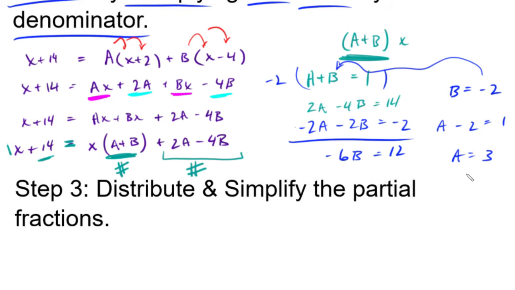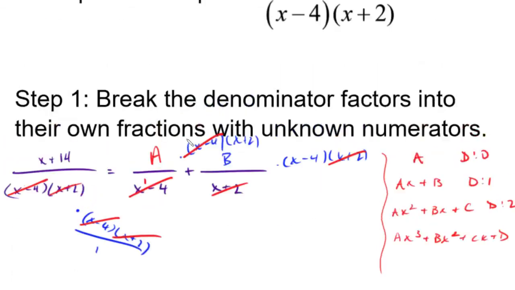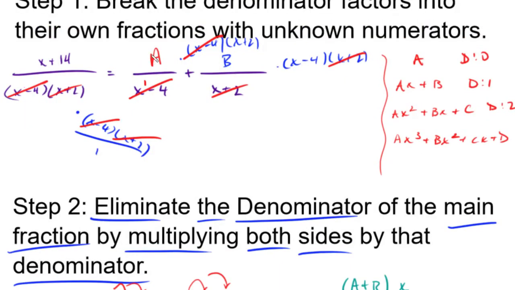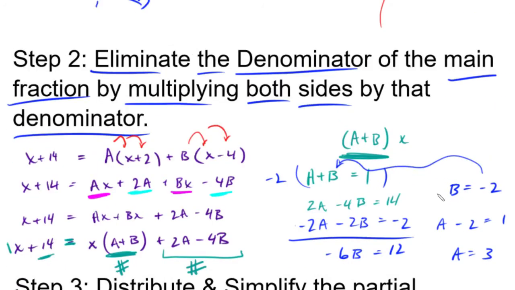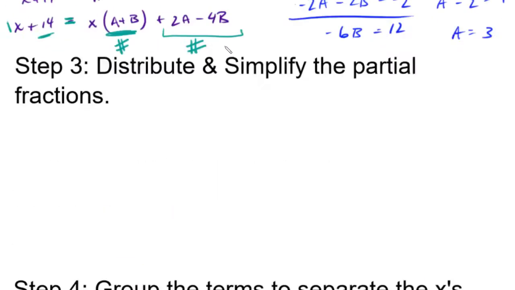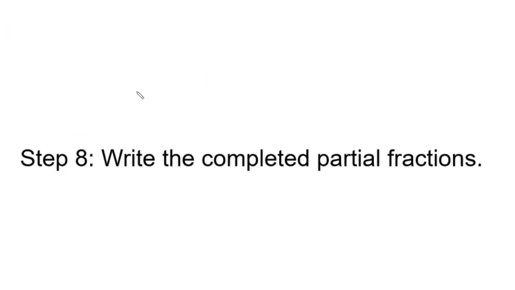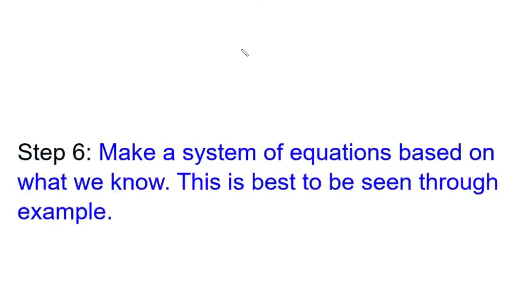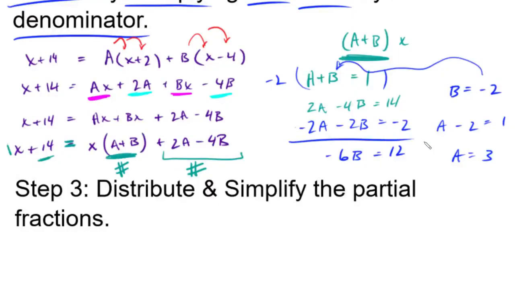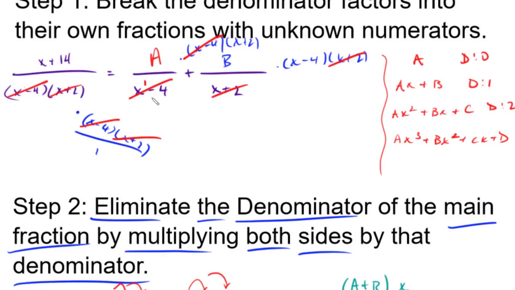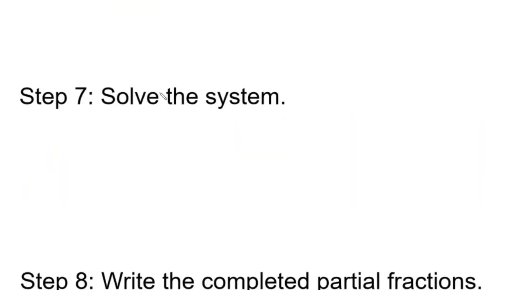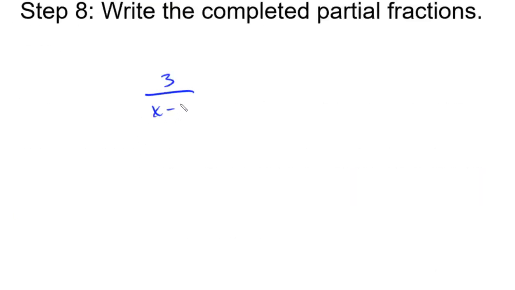Finally, now that I know a and b, 3 and negative 2, I go all the way back to the beginning. In my partial fraction, I replace a with 3 and b with negative 2. And I get that, solve the system, write the completed partial fraction. The completed partial fraction was, man, look at all this scrolling. It's 3 over x minus 4. So 3 over x minus 4. And then it was plus negative 2 over x plus 2.